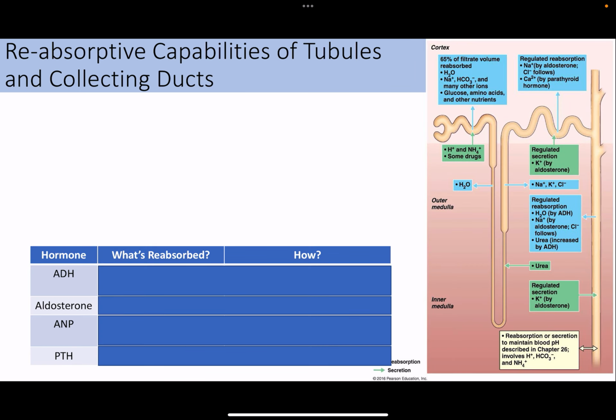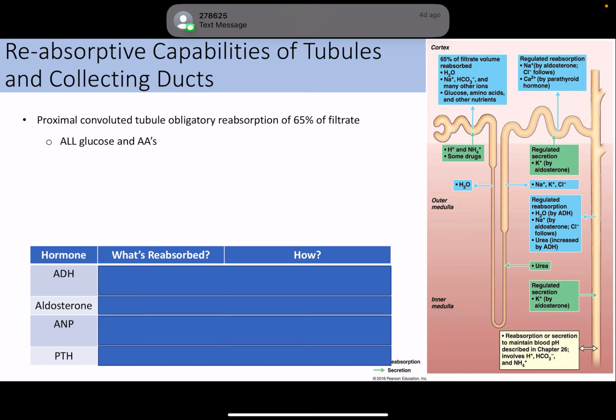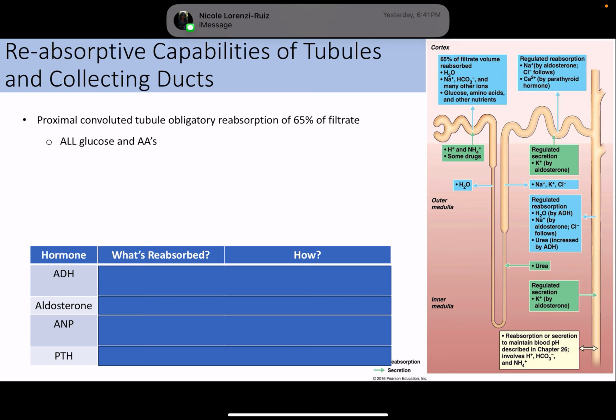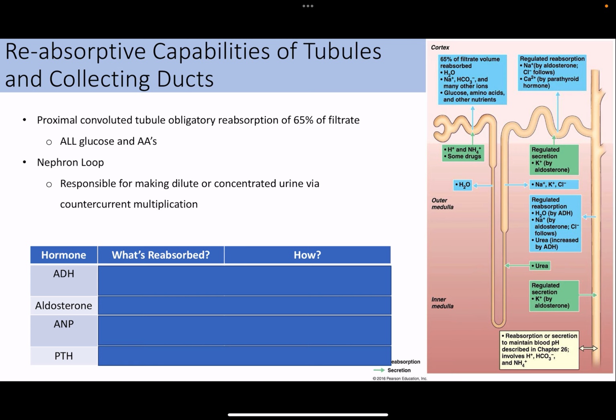So this is just a review of reabsorption. Remember that we have obligatory reabsorption of 65% of all of our filtrate in that first part of the tubule, in the proximal convoluted tubule. And this includes all glucose and all amino acids. So you should not see glucose or amino acids in the rest of the nephron unless there's an issue. The nephron loop is responsible for making dilute or concentrated urine via the countercurrent multiplication, which we're not going to go over. And then everything in the DCT and the collecting duct is under hormonal control.